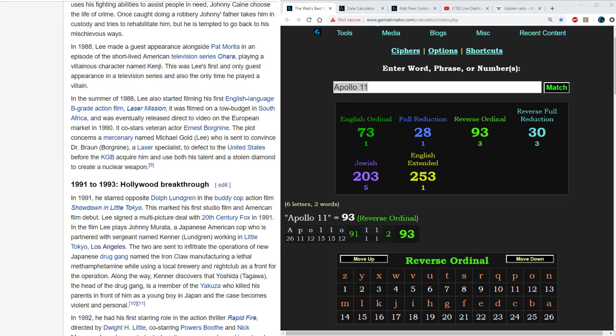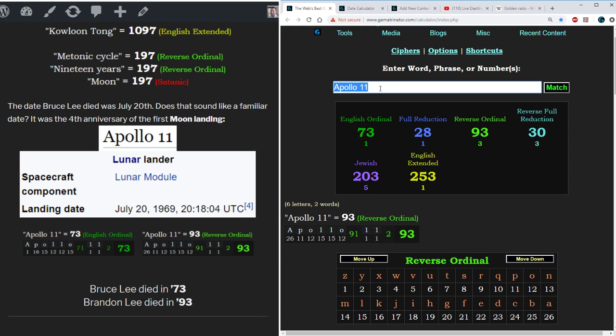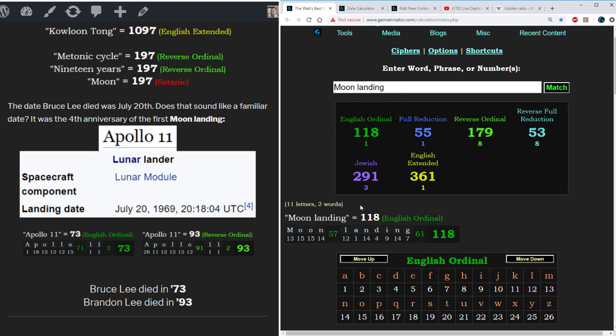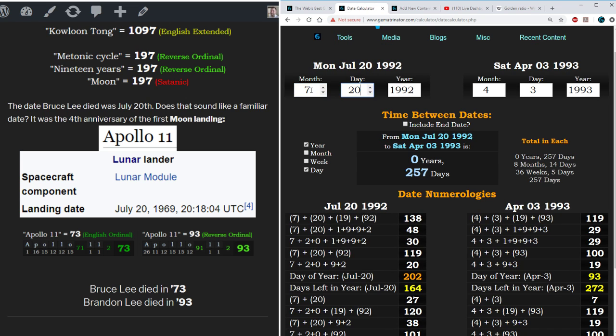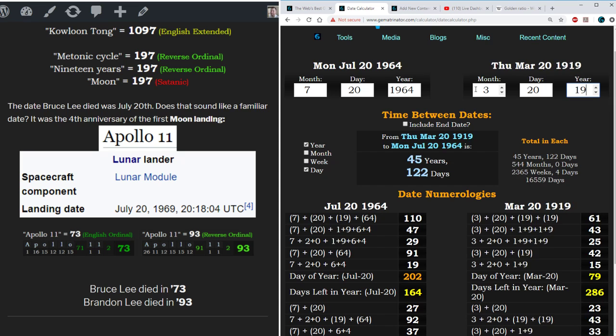And this still rings true to this day with celebrity sacrifice rituals. Consider this. In the alphabetic order, moon landing equals 118. Last year we had the death of Chris Cornell, who was born on the date of the moon landing, 7/20/64. We had the death of Chester Bennington.